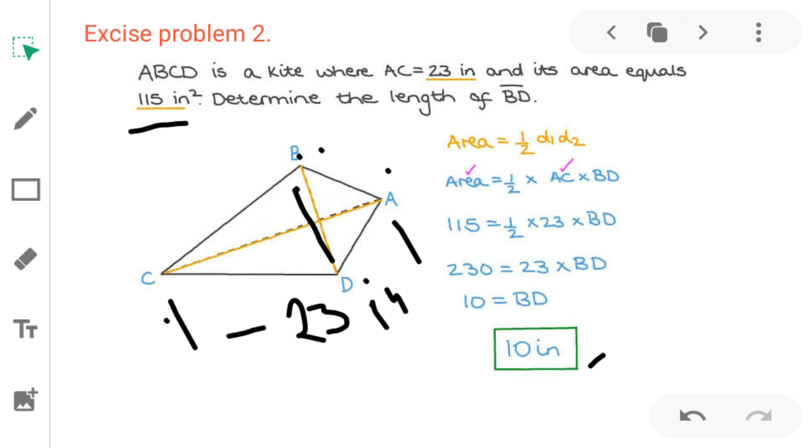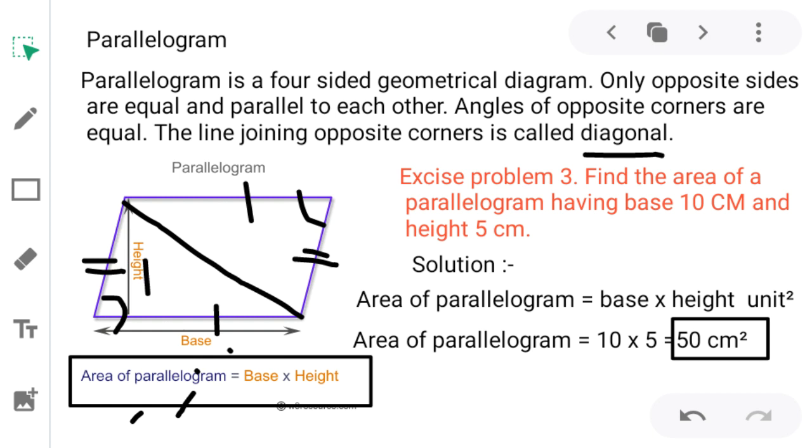So the next diagram I am going to take is the parallelogram. A parallelogram is a four-sided geometrical diagram. Only opposite sides are equal and parallel to each other.